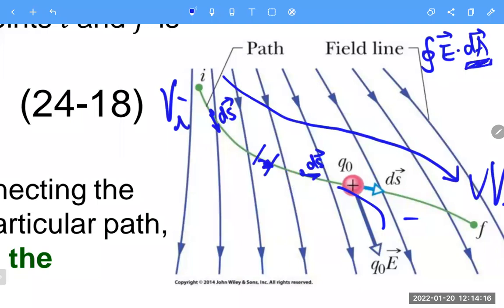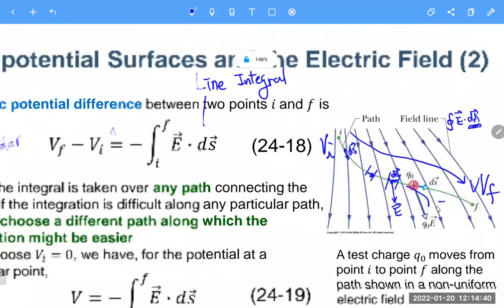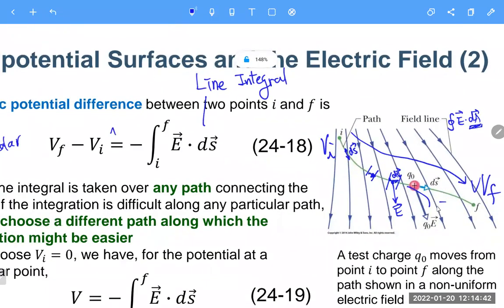And suppose we separate this path into many, many small segments, then the E field at this part can be regarded as uniform. Then you can calculate E dot ds at this point and for the other points along this path, and then you add them together using the integral. So this is how this line integral works.